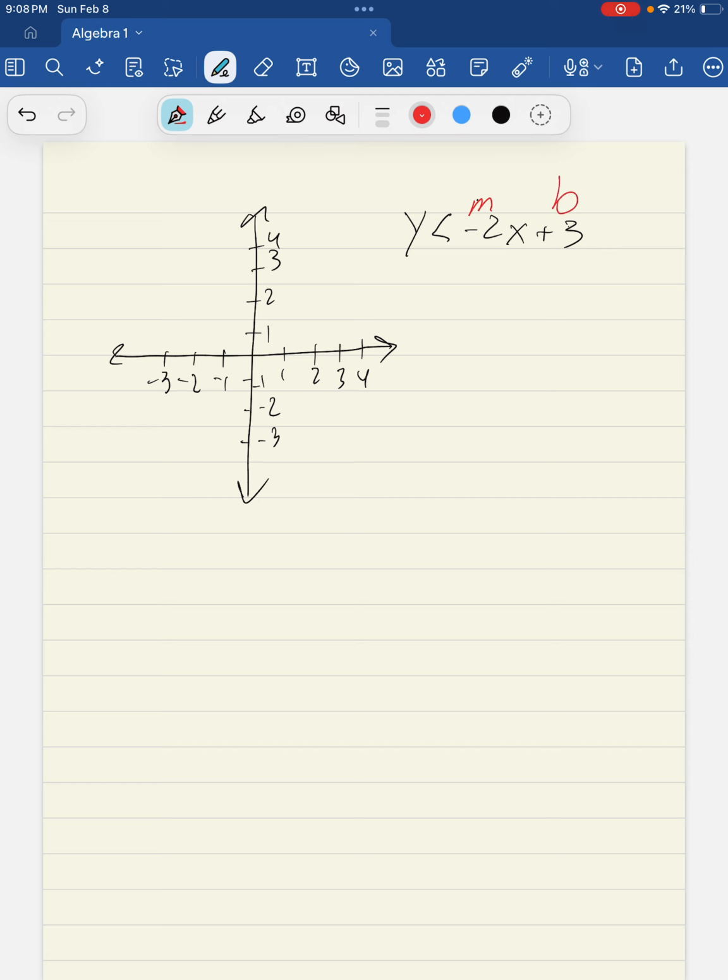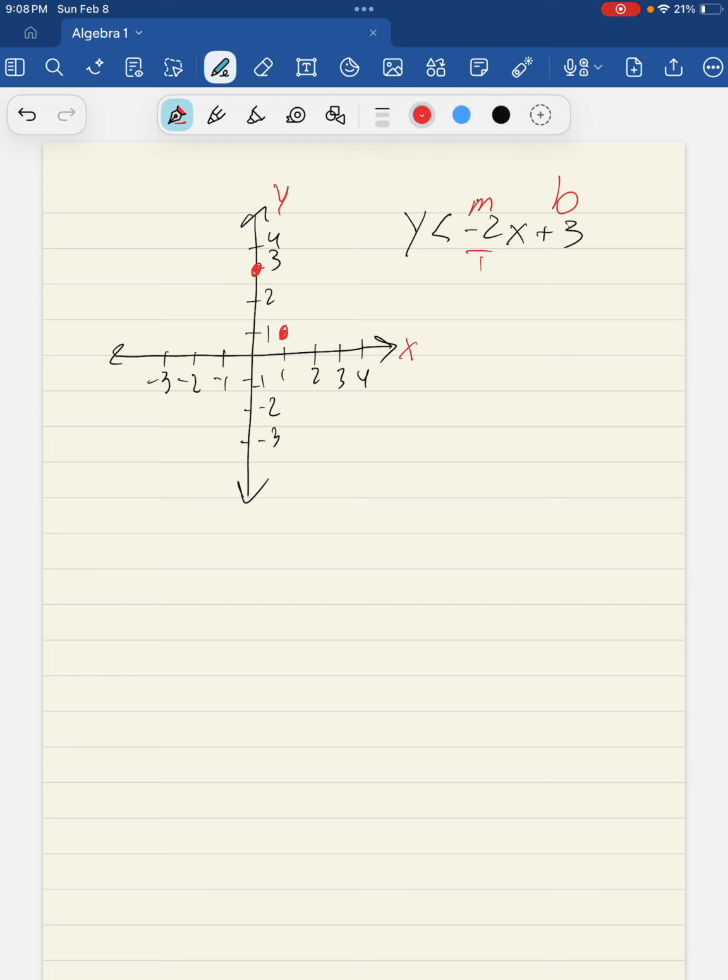Remember, we're going to go up to 3 on the y-axis and put a nice dot. This one's my y, this one's my x. And then I move the slope. I like putting an over 1. That just helps me with rise over run. From my y-intercept, I go down 2 and right 1. I'm going to put a dot right about there, because I went down 2, right 1. That's my slope.